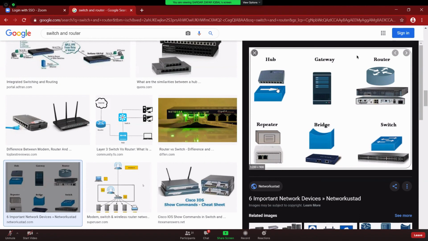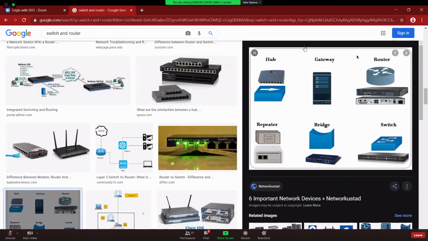And hub is another device. It is not an intelligent device, hub. Whereas switch is an intelligent device. Why intelligent? Because switch knows who is the destination, where is the destination. Whereas hub just broadcasts the data, just like a radio station or television. Hub doesn't know who is the destination. Okay? Fine.